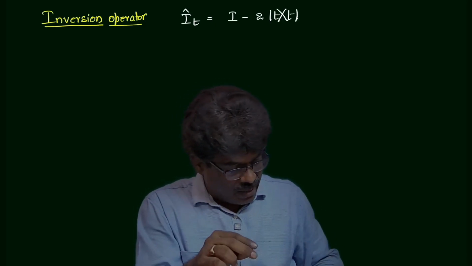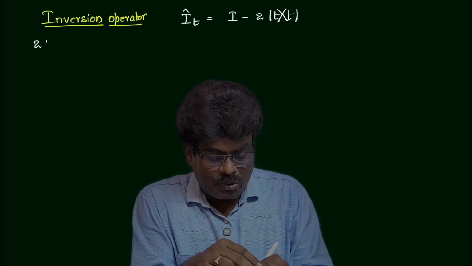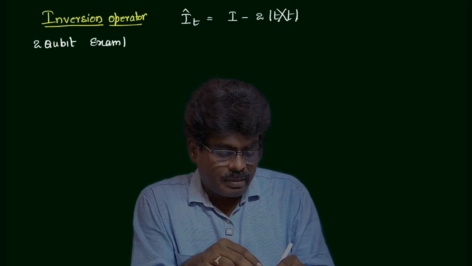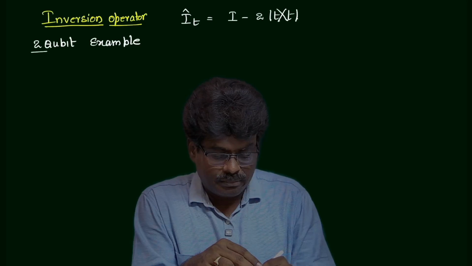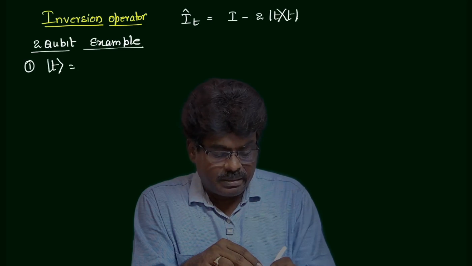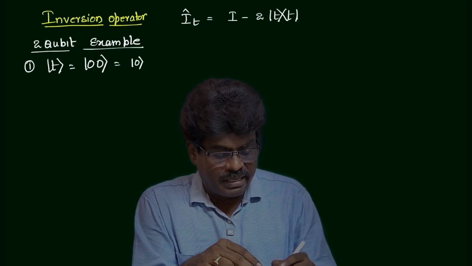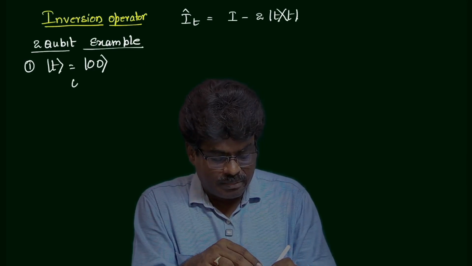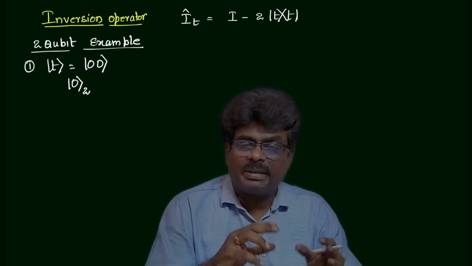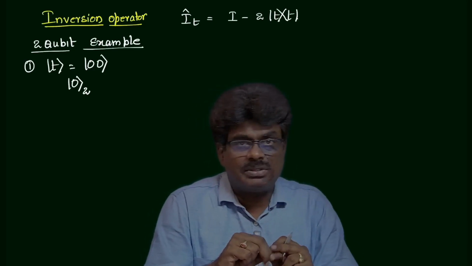Okay, so here I'm considering a 2 qubit example. So let us suppose the target state, I'm assuming it as 0 0. That means in decimal notation I can write this as 0, for 2 qubits. This is my target state. How to create an oracle which inverts the amplitude of only that 0 state?